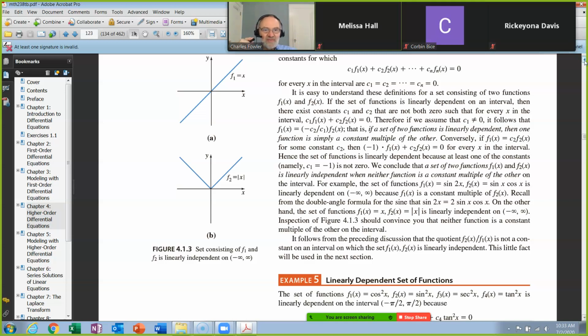It's easy to understand these definitions for a set consisting of two functions, f1 and f2. Okay? If the set of functions is linearly dependent on the interval, then there do exist constants c1 and c2, both not zero, so that for every x on the interval, c1 times f1 plus c2 times f2 is equal to 0. Dependent if both of those c's are not 0. Therefore, we assume that c1 is not equal to 0.